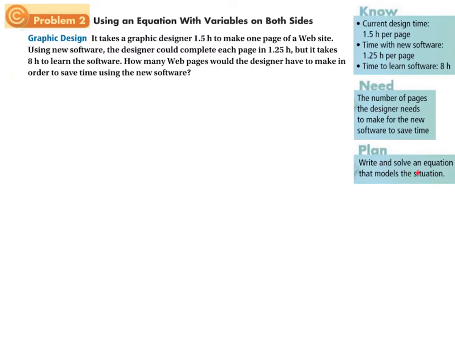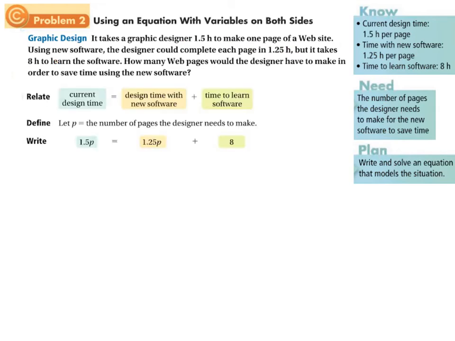And we're first going to find an equation which will say at what point she spends the same amount of time to make the same number of web pages, either using the original software and taking an hour and a half for each one, or using the new software, an hour and a quarter plus 8 hours to learn it. So what does that look like?